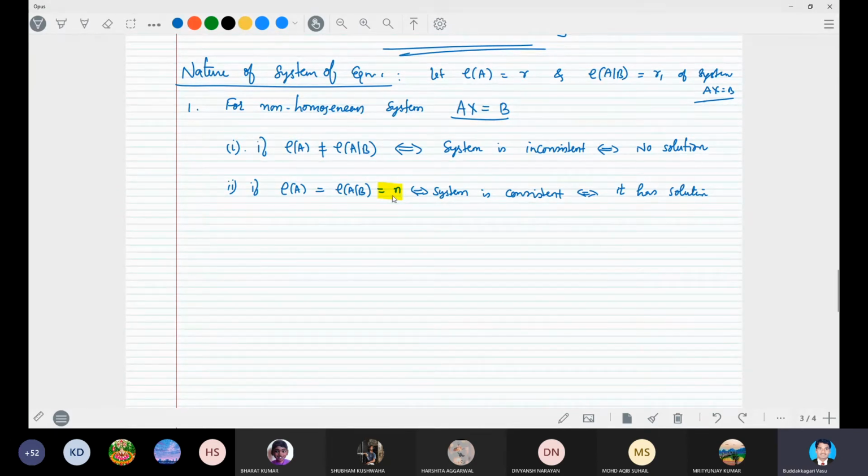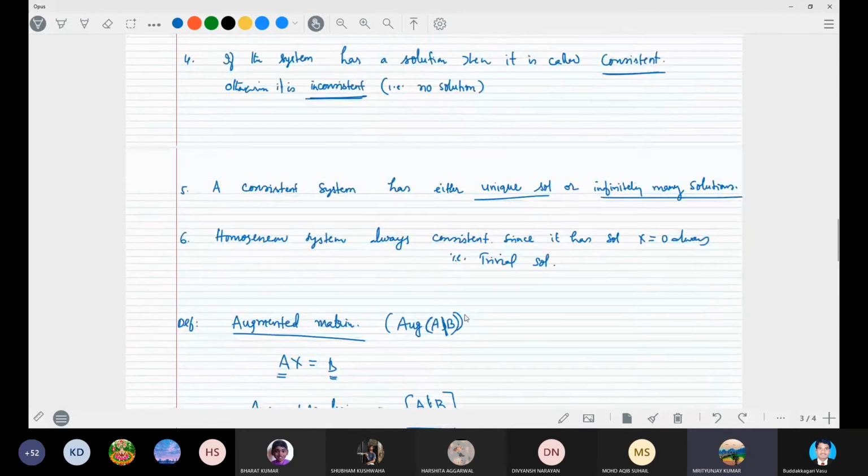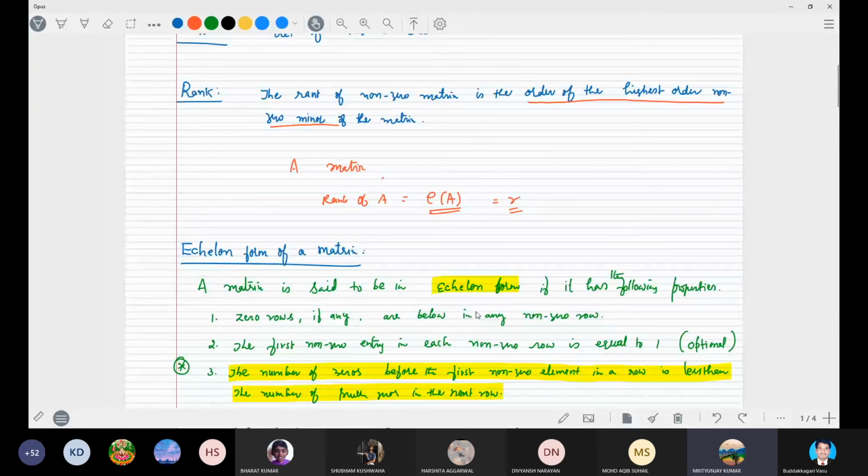Rank of A is equal to rank of [A | B] is equal to n. What is n? Do you know what n indicates? Number of rows? No, number of elements.